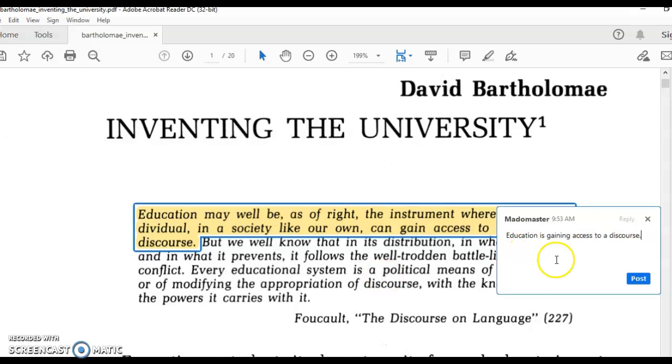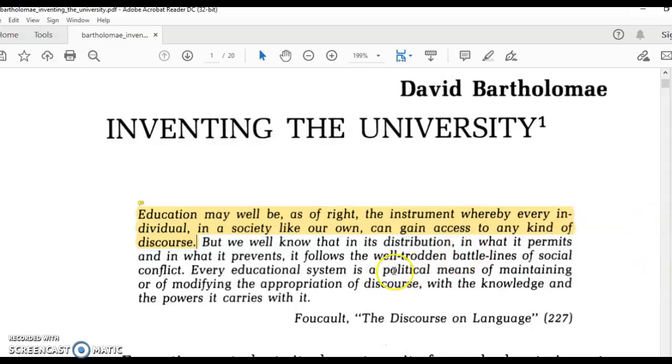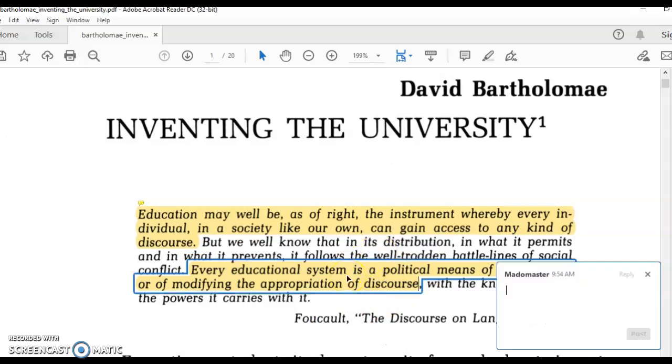And if you're unfamiliar with what discourse is and why I'm not necessarily defining it right here, don't worry, that's because we are going to have an entire class period about discourse as a subject, so I'm trying not to get ahead of us. I'm also going to highlight this, saying that education also controls access to discourse.